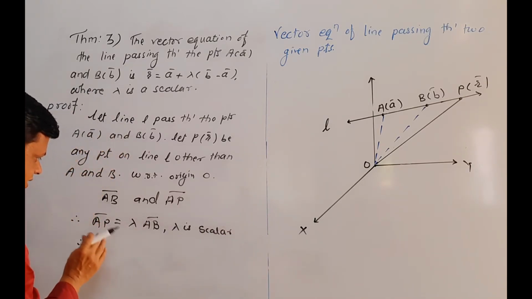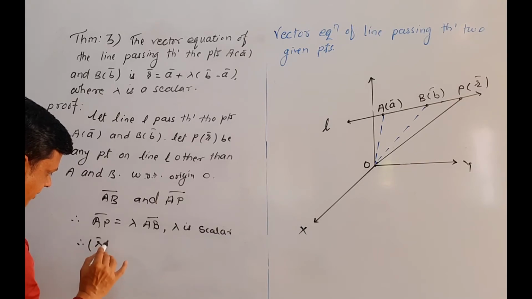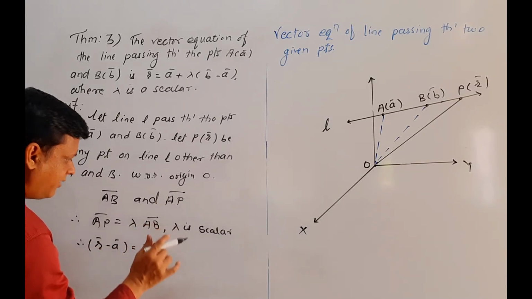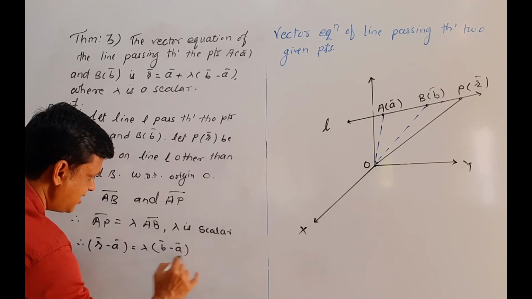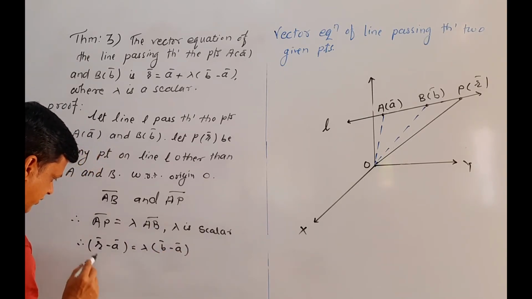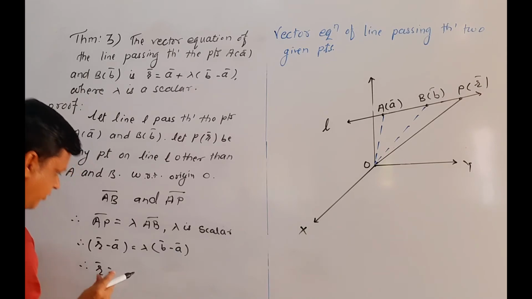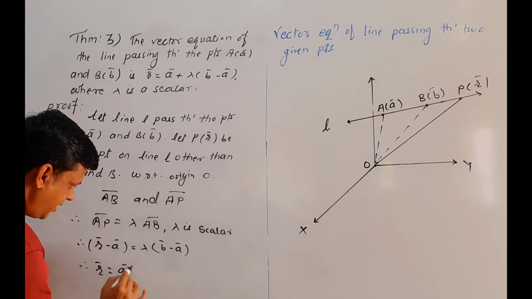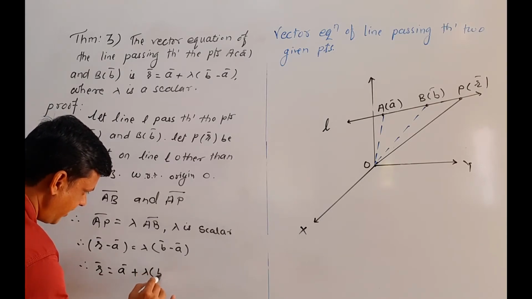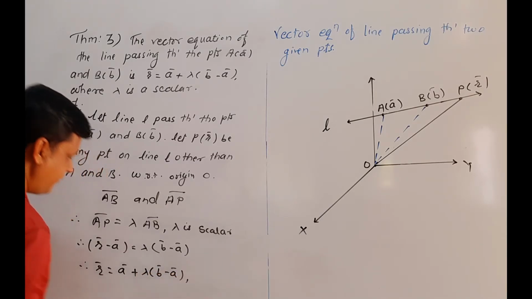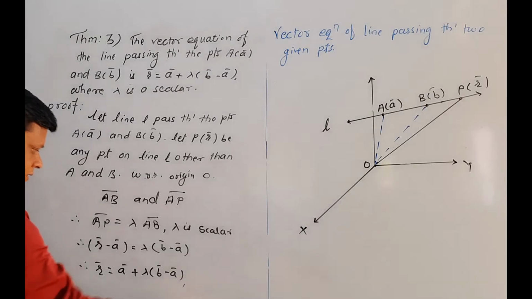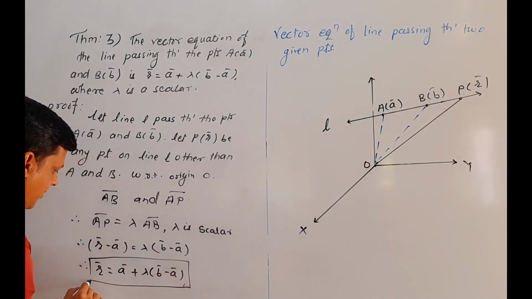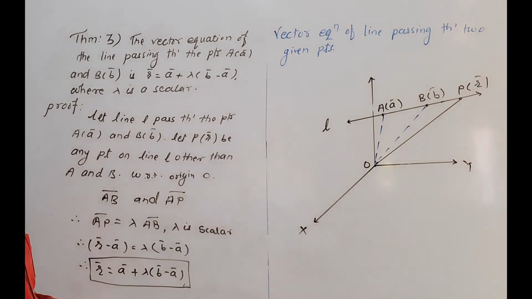Therefore this AP bar can be written as R bar minus A bar, and lambda into this vector AB bar, which can be written as B bar minus A bar. So we write this as R bar minus A bar. After transferring to the right hand side we get R bar equals A bar plus lambda in bracket B bar minus A bar. So this is the vector equation of the line passing through the points A of A bar and B of B bar.